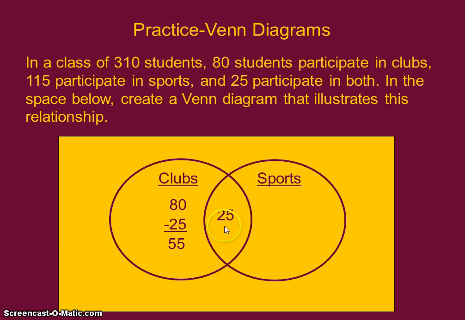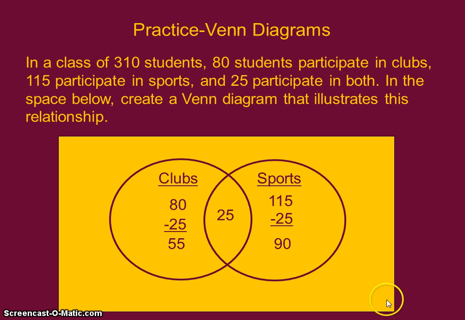This is just clubs. This is clubs and sports. Together, they add up to the total number of students that are in the clubs, which is 80. Okay, on this side, we start out with total participating in sports, which is 115. Then we subtract 25 out from that. That gives us 90 that participate in sports only. Again, these two have to add up to this number here.